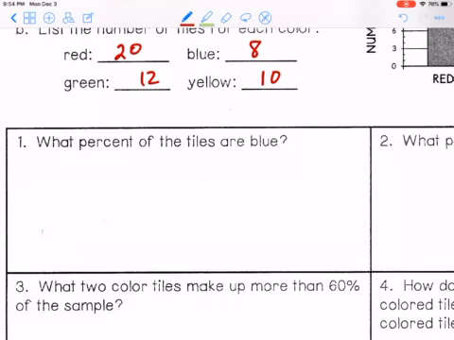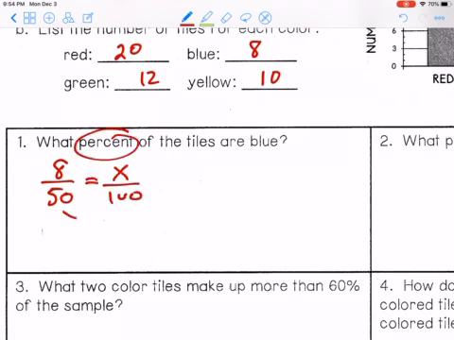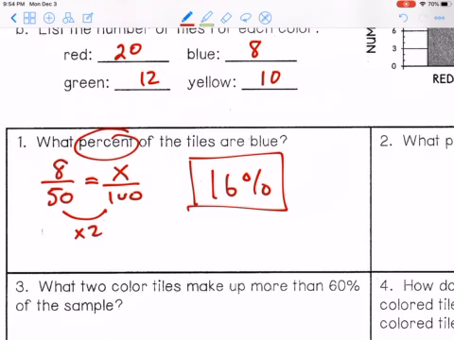It says what percent of tiles are blue. So there were 8 out of the 50. And if we're trying to find percent, remember that means over 100. And we can see that this changes times 2. So it's going to be 16%. Okay, if you don't remember that, then you can cross multiply and divide and get that answer.